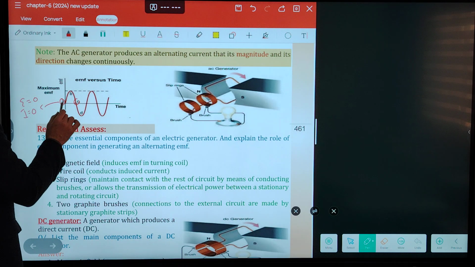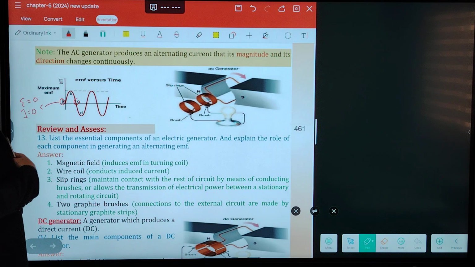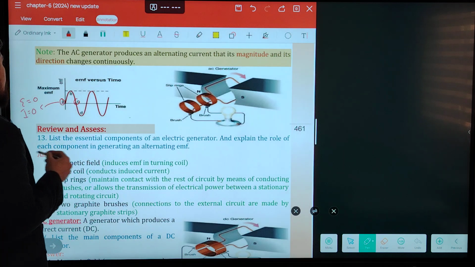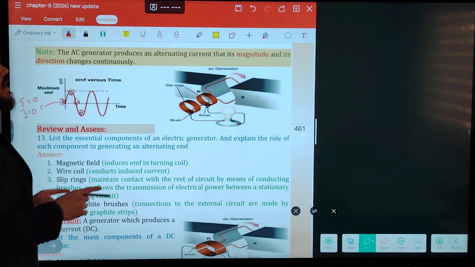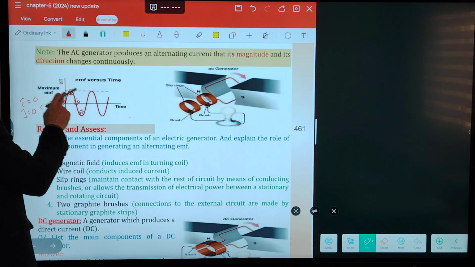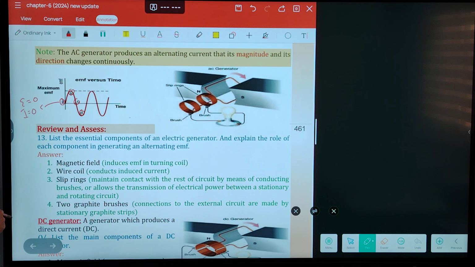The orientation of the coil here is perpendicular to the magnetic field. At point A and point C, the plane of the loop is perpendicular because EMF is 0. But at point B and point D, the plane of the loop is parallel. Why? Because at points B and D, induced EMF and induced current are maximum. That is why the plane of the loop must be parallel.